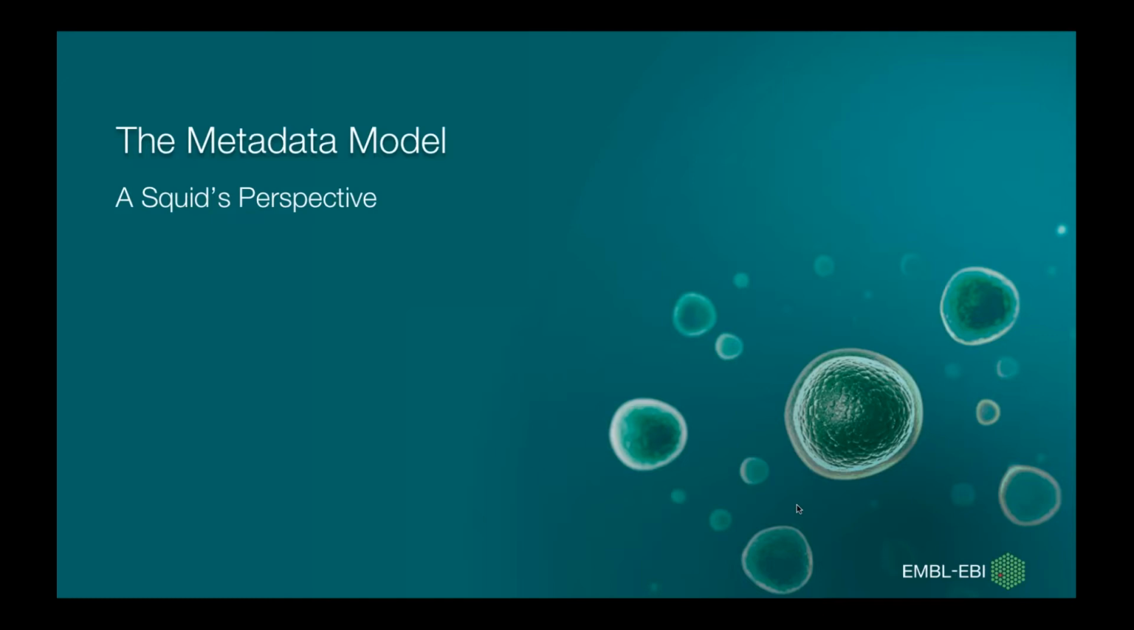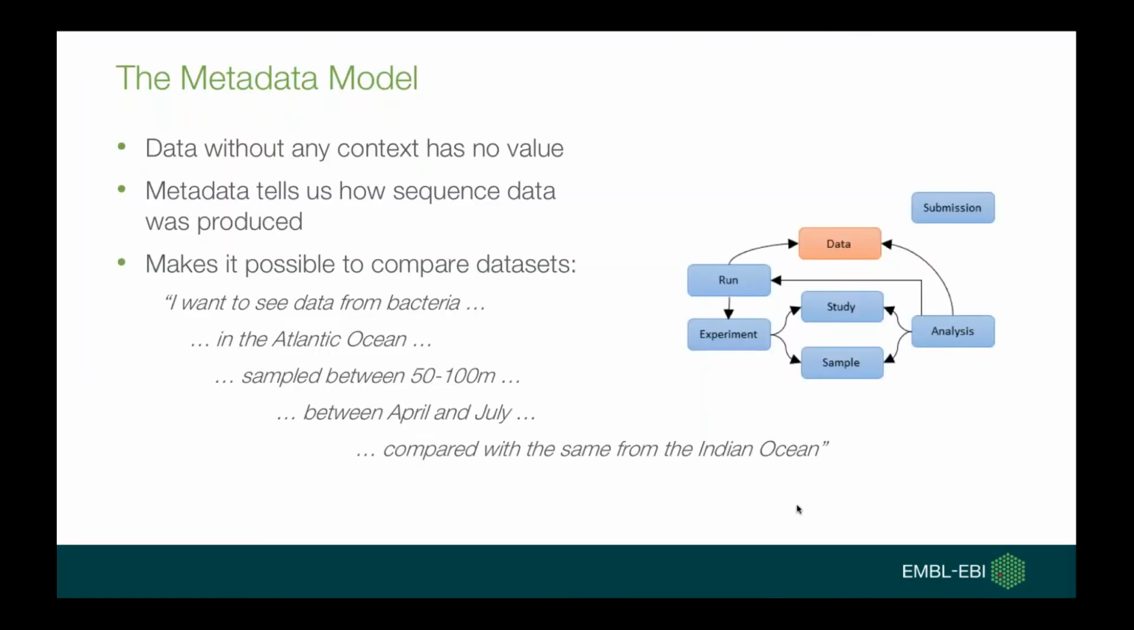And this tells us all about how data was produced. Without any context, the data has no value. But when people submit good metadata, we know how sequence data was produced, and we can even do interesting comparisons between data sets. So have a look at this query here. I want to see data from bacteria in the Atlantic Ocean, sampled between 50 and 100 meters down, between April and July, compared with the same from the Indian Ocean. Those are two separate queries that you could run fairly easily at ENA, and you could look at the results, download some of the data, and do some interesting comparisons. This is the sort of thing that you can do because we have this robust data model.